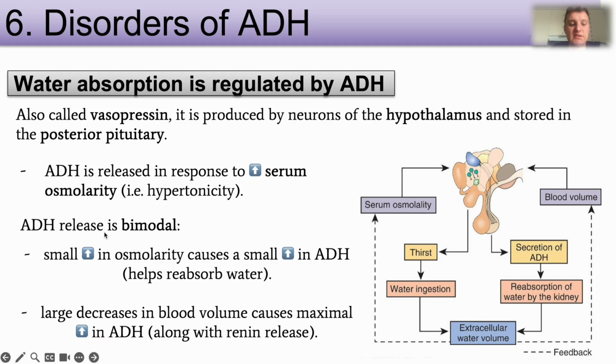And ADH release is bimodal. When you have small increases in osmolarity, this will cause a small increase in antidiuretic hormone, and this will help reabsorb water. When you have large decreases in blood volume, this will cause maximal increases in ADH along with the renin release.